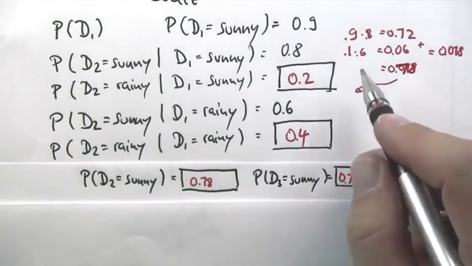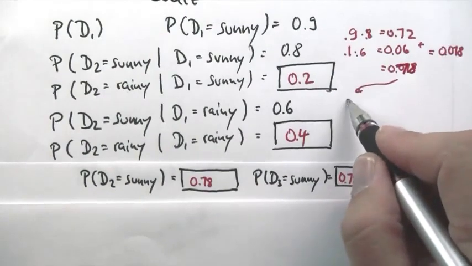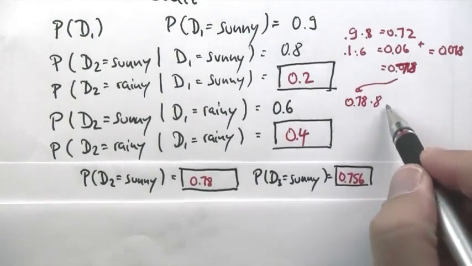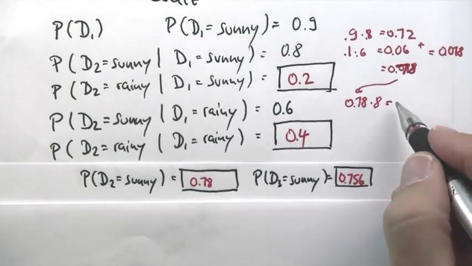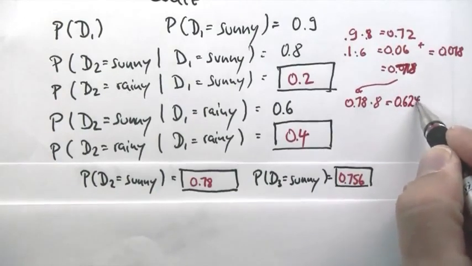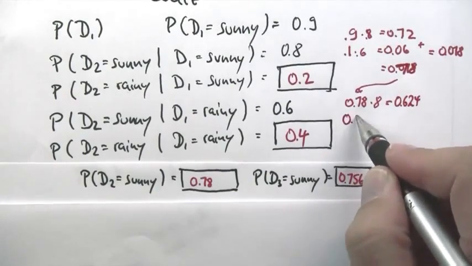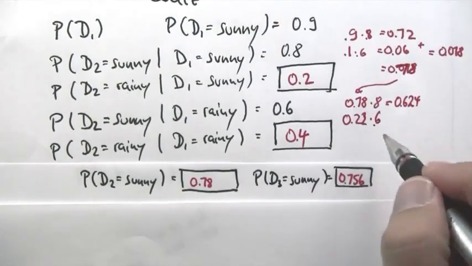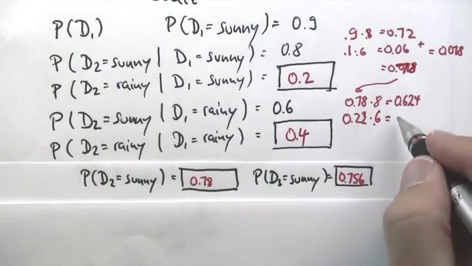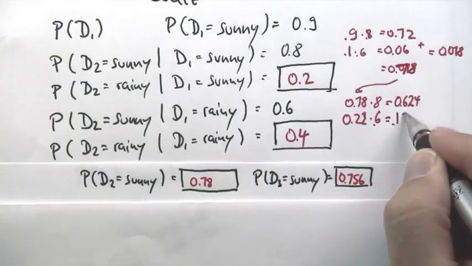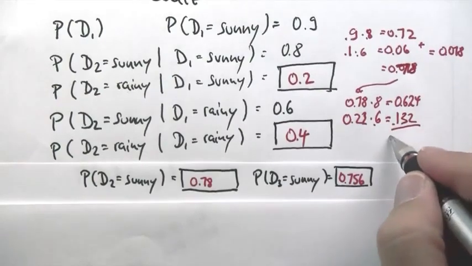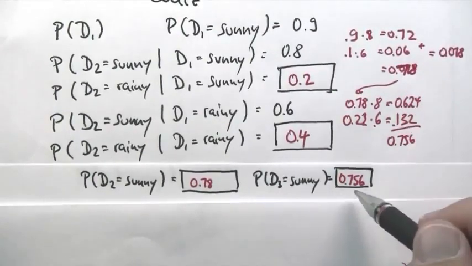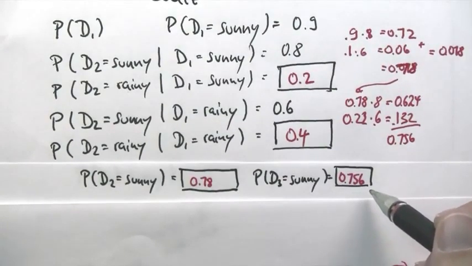Adding those two up equals 0.78. Now for the next day, we know our prior for sunniness is 0.78. If it is sunny, it stays sunny with 0.8 probability. Multiplying these two things gives us 0.624. We know it's rainy with 0.22 chance, which is the complement of 0.78, but with 0.6 chance it moves to sunny. If you multiply those, it's 0.132. Adding those two things up gives us 0.756. So to some extent it's tedious to compute these values, but they can be perfectly computed as shown here.